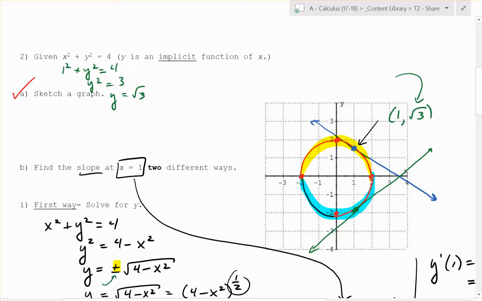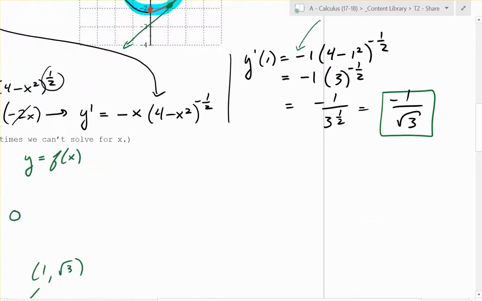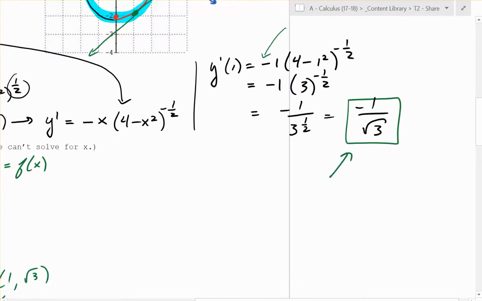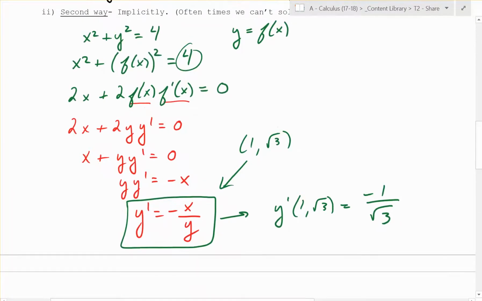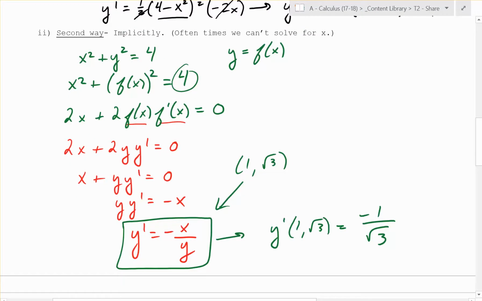So if we wanted the slope right there, we'd plug in the point 1 comma root 3. If we plug that point in, what do we get? y prime at the point 1, root 3 is going to be negative x, so negative 1 over the square root of 3. Hey, is that the same thing as we got right there? It is. This right here is generally going to be a lot less work. It's also going to be preferable because sometimes you can't solve for y. Sometimes it's super hard to solve for y or just impossible, so you do it implicitly.